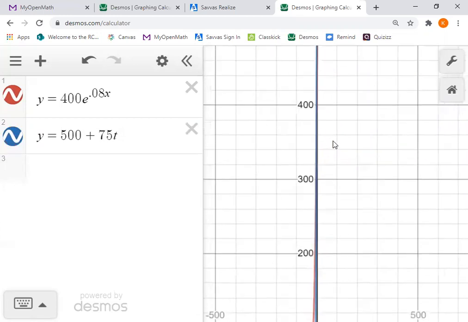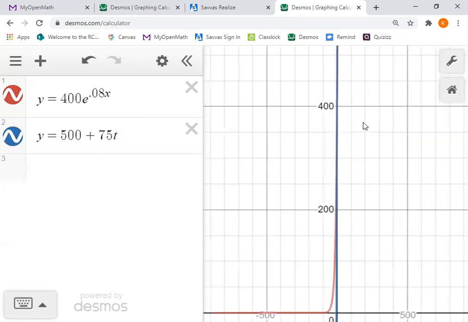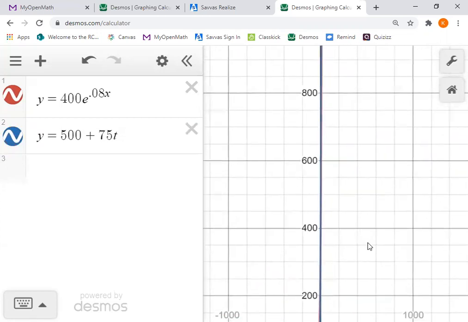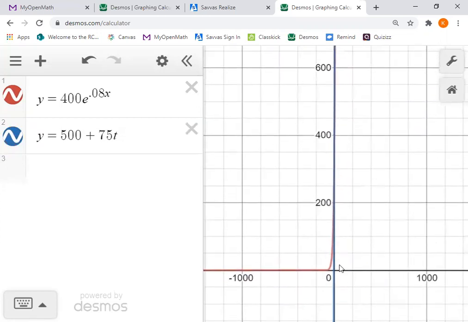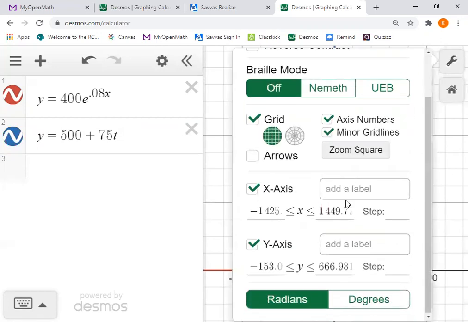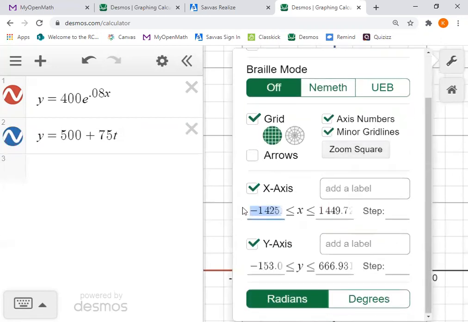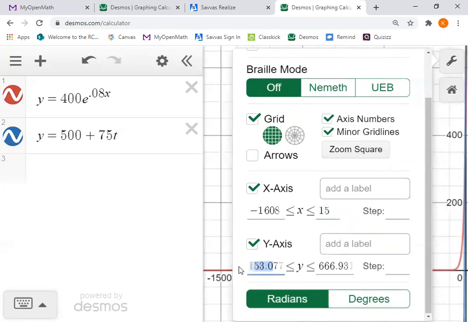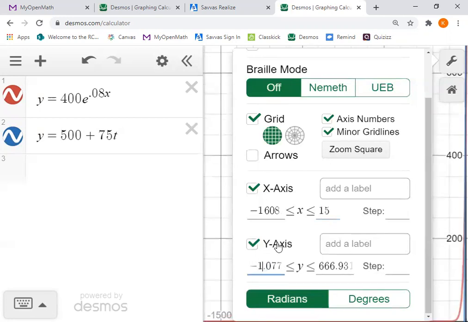Getting too far out. So it's getting up around 400 or 500 or something up there, 600, not too far over here. So if you go to your wrench, right there, your settings, you can come down here and change your numbers. I don't think we're going to go negative much. Let's just go over like 15 and then down here, make my y's start at a negative and go to 600 or something. So let's see how the graph looks with that.